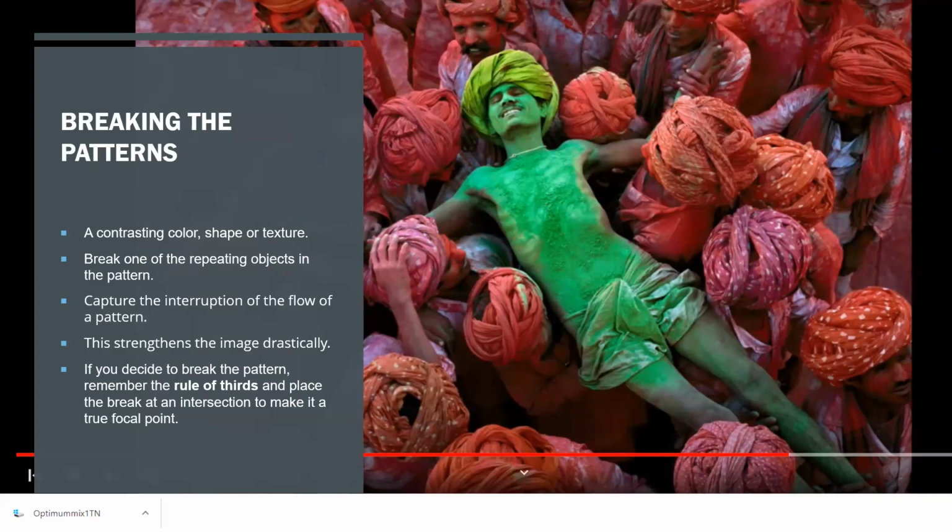It's always like that. It's just like when you learn the rules, then you learn how to break the rules. If you don't know the rules, you don't know how to break the rules. So breaking the pattern is the same thing, where you capture the interruption of the flow of a pattern. Okay.